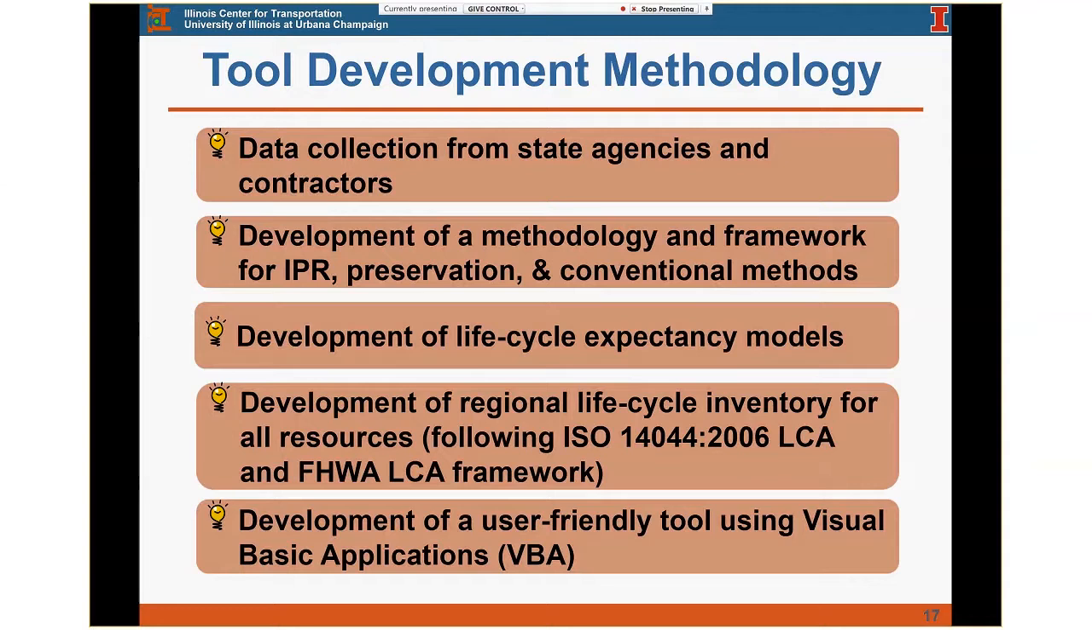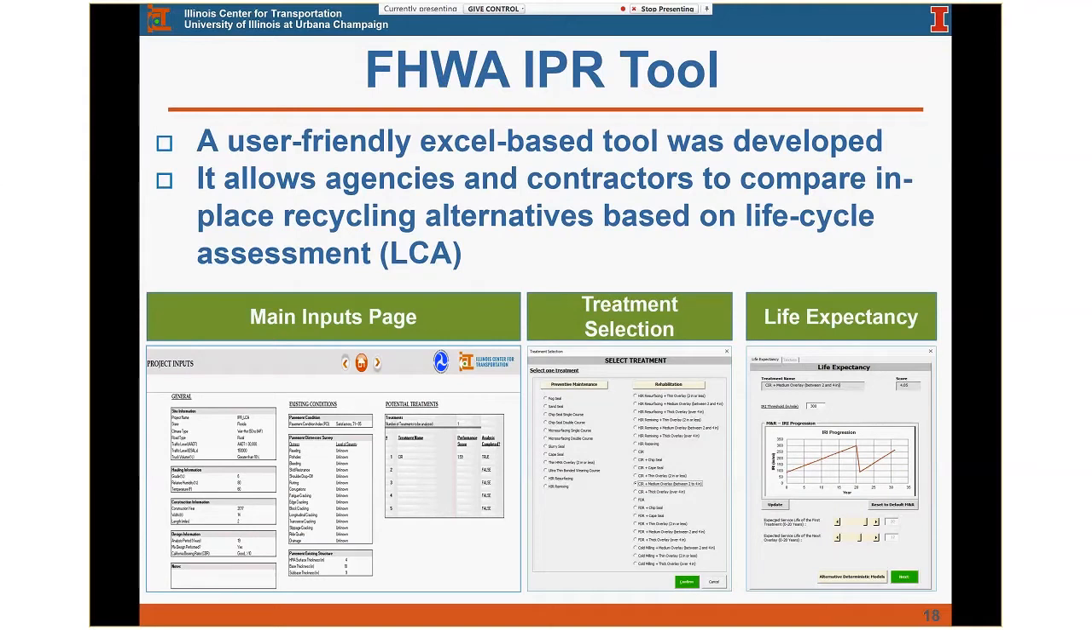Then we developed a regional life cycle inventory for all resources, and we were following the ISO as well as the Federal Highway Administration Life Cycle Assessment Framework that Hasan and we were part of. And then at the end, we developed a friendly tool based on VBA, or Visual Basic for Applications. So here's just a snapshot of the tool that we submitted to the FHWA. We don't know when they're going to release it. This is for the in-place recycling.